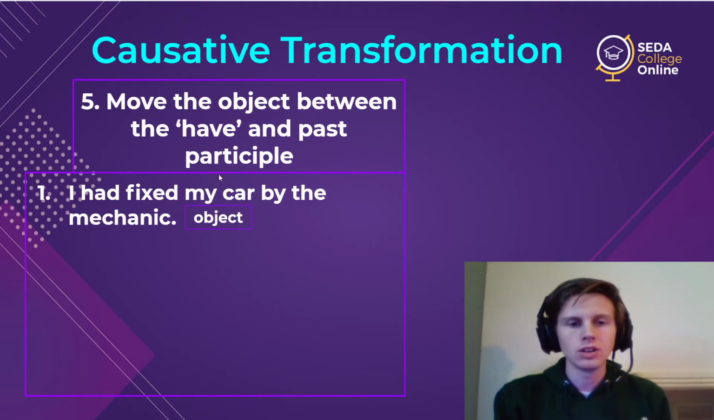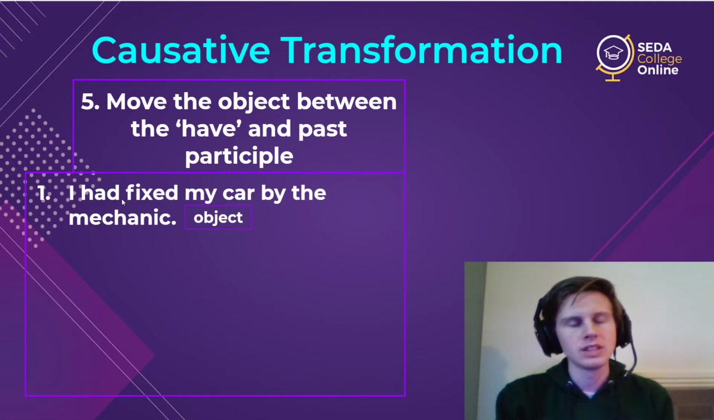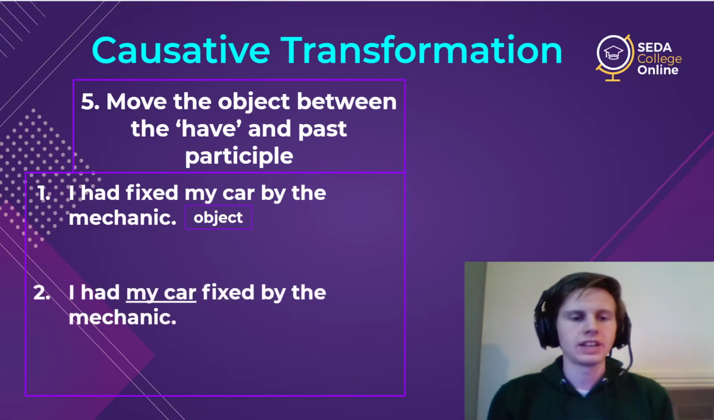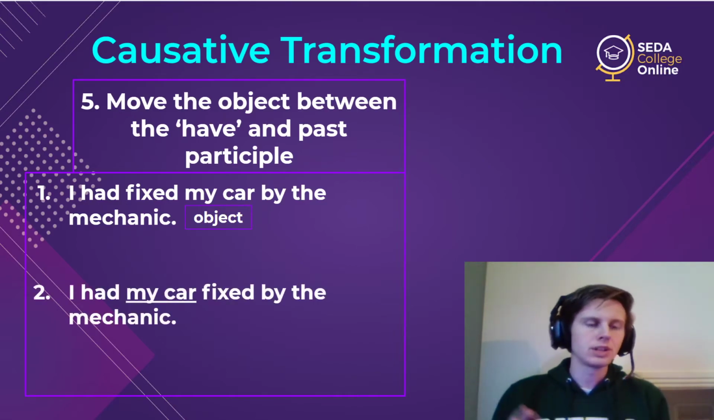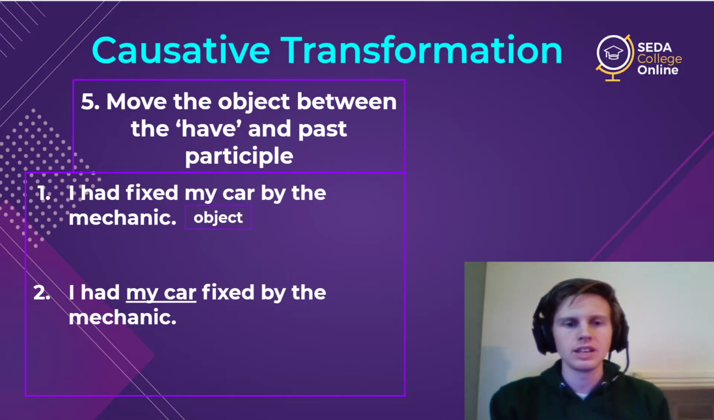And I see here, okay, my car is not in the correct position. This is past perfect, so I need to move it. I need to move it between have and the past participle. So I had my car fixed by the mechanic. There we go. Now we have the causative sentence. And so this is key.